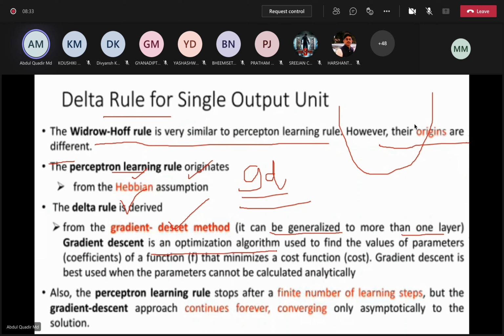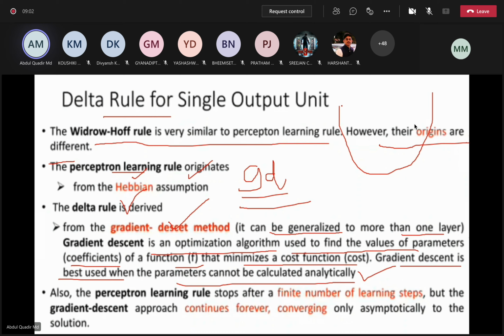Gradient descent is an optimization algorithm used to find the values of the parameters (coefficients) of a function f that minimizes the cost function. Gradient descent is best used when the parameters cannot be calculated analytically. Just to recall, what does the gradient descent do? Usually what happens in the gradient descent, what is the problem?